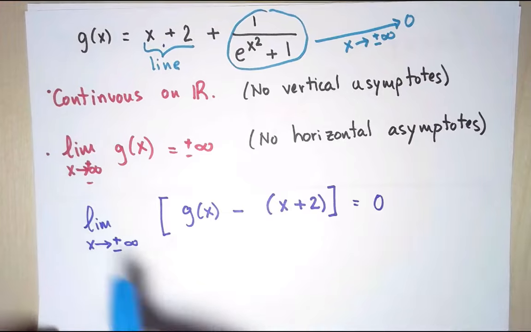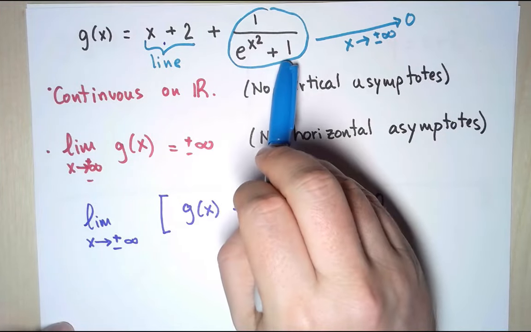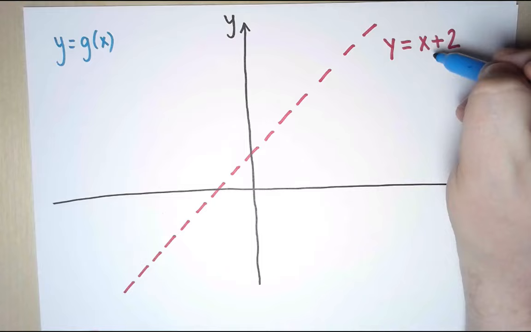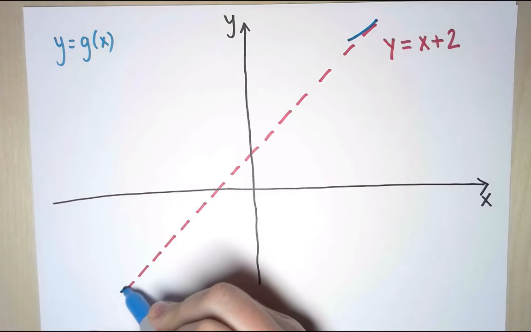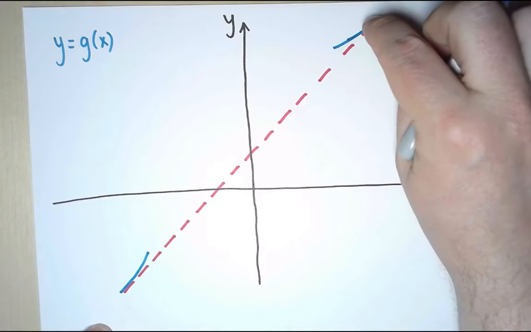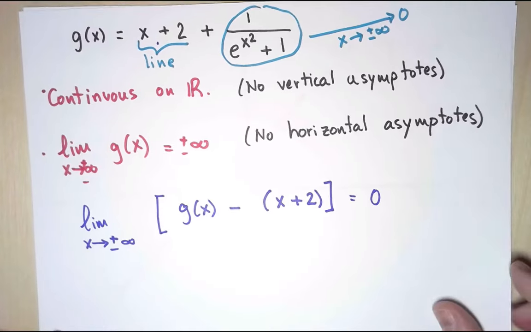But I know more. I know that as x goes to infinity, the difference is always positive. We argued it was always positive. So the difference is going to be small and positive. So I know g stays very close to x plus 2 and is likely above. And here also g stays very close to x plus 2 and is likely above. So definitely the distance between the graph of the function and the graph of the line has limit 0 as x goes to infinity. So by definition, we have found a slant asymptote.